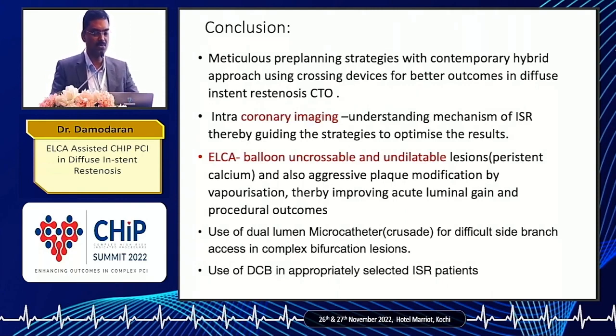And ELCA here is useful not only as a balloon-uncrossable or undilatable device, it also vaporizes the tissue inside so that the acute luminal gain is increased, which obviously translates into lower late restenosis. And the dual lumen catheter, as previous speakers told, is a very, very useful thing in crossing the side branch in difficult complex bifurcation lesions. And DCB, though there is no robust data, there are emerging indications, in fact, in diffuse in-stent restenosis as well as in multiple stent layers in-stent restenosis. Thank you.